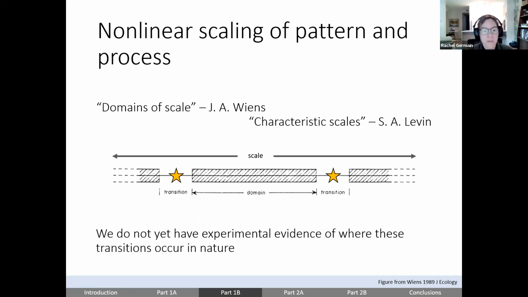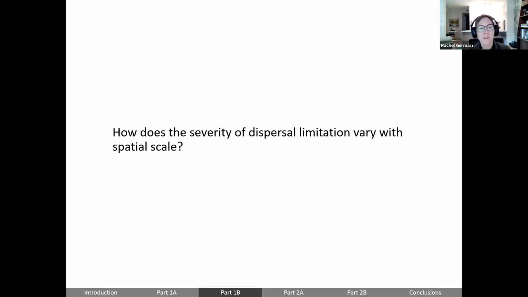And the important part here is that we don't actually yet have experimental evidence of where these transitions occur in nature, despite this being such an important fundamental question. And so my question here, I'm going to be focusing on dispersal and dispersal limitation in particular, and how this varies with spatial scale.